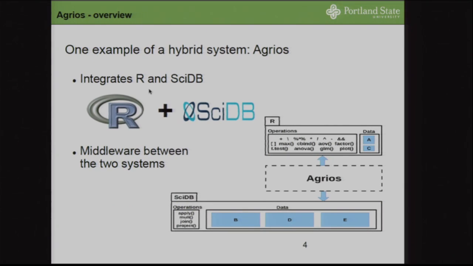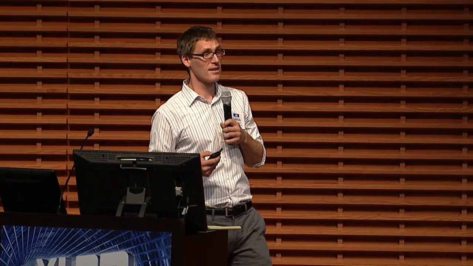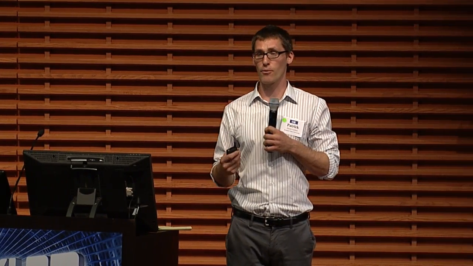A particular example of such a hybrid solution is one that I'm working on. I call it Agrios. It is the integration of R and SciDB. R is the analytic system. SciDB is an array-based database system. It's the database component. And in a pure hybrid approach, as Agrios is, we're going to be doing work at both locations. So we're going to be doing part of the analysis at R, the analytic engine, and part of it at SciDB, the database side. What this means, if we're doing work at both places and we're storing data at both places, is we need to move data back and forth between the two systems.